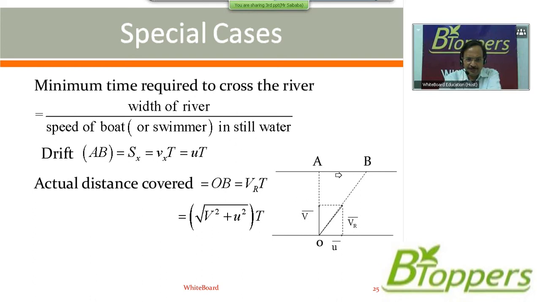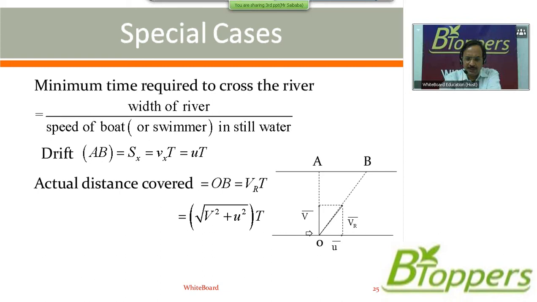So distance AB, that means the x component of the displacement down the river, is equal to velocity along the x-axis into time taken, u into t. So the actual distance covered by the boat is equal to the length of the path OB in the figure. Here I have drawn a separate diagram applicable for case 1 where v bar is perpendicular to u bar.